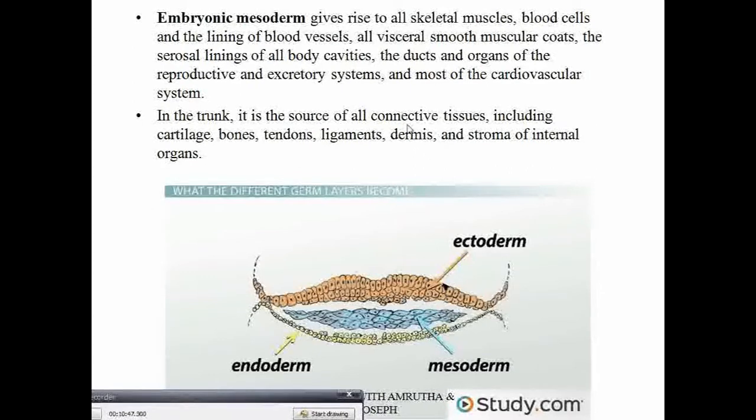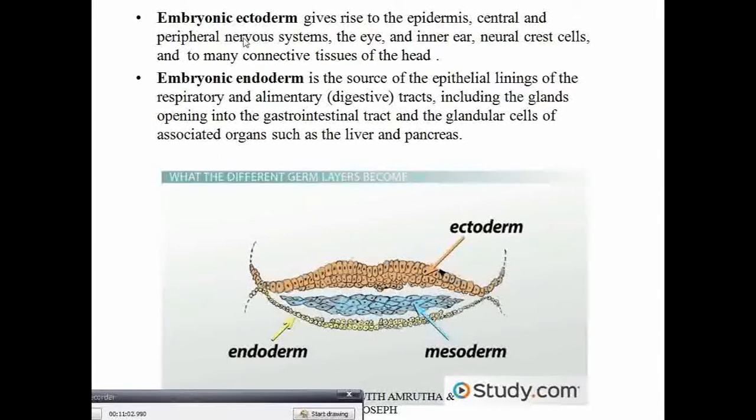So dermis is formed from the mesoderm, whereas the epidermis is going to get formed from ectoderm. So skin has got two sources of origin: epidermis from ectoderm, dermis from mesoderm. Let's see the embryonic ectoderm. It gives rise to epidermis, as I said before, and the central and peripheral nervous system. So the nervous system is derived from the ectoderm. Eye, inner ear. Neural crest cells, they are some modified cells, and give rise to many connective tissues of the head.